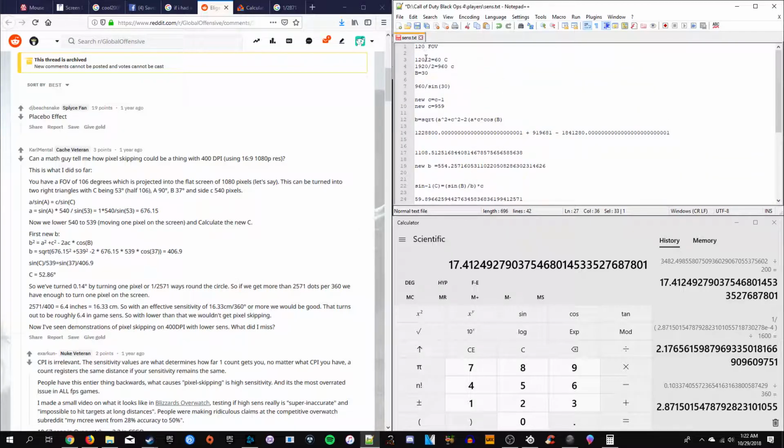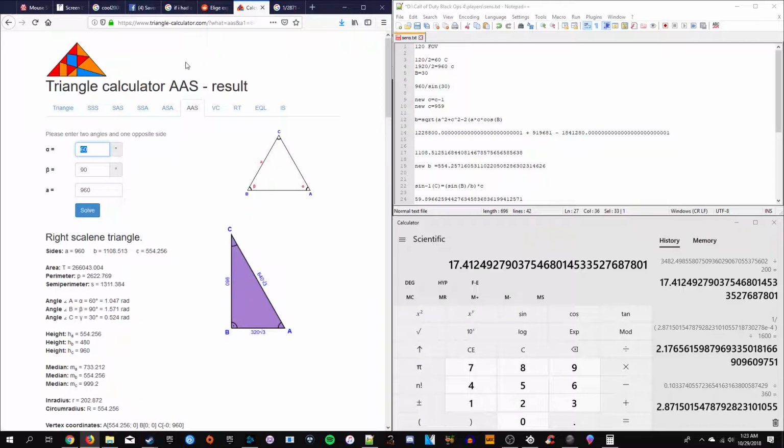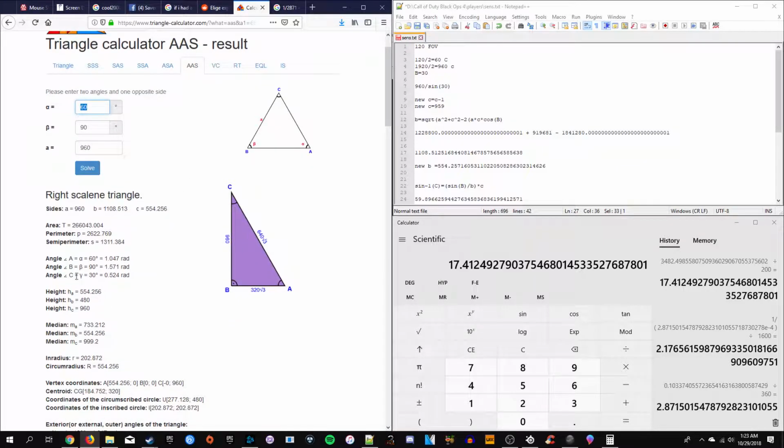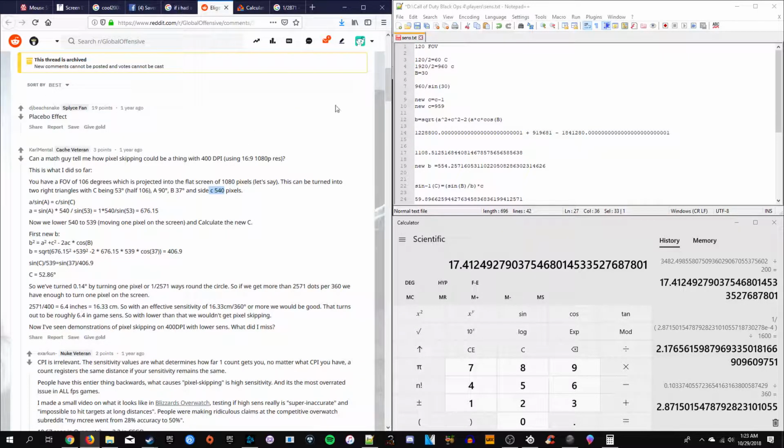It's an amazing thing. So basically, this is what you're going to be doing. For example, a 120 degree field of view. You do 120 divided by 2, which is going to be C. 1920 divided by 2 is going to be side C. Type that into a triangle calculator. Just Google triangle calculator, 60, 90, 360, and you're going to see that angle C is going to be 30. So B is going to be 30.